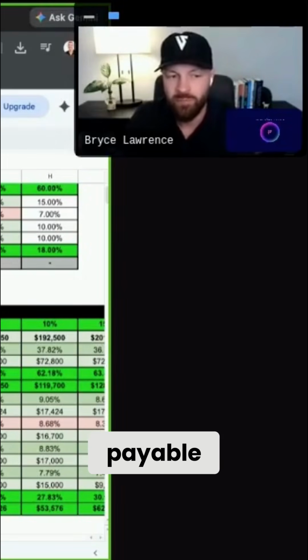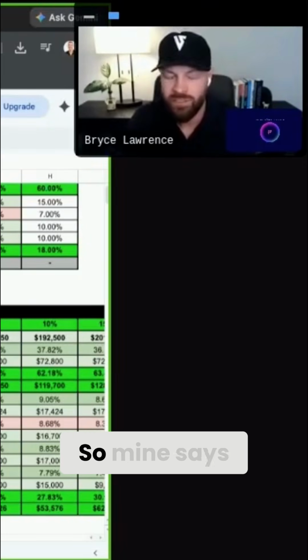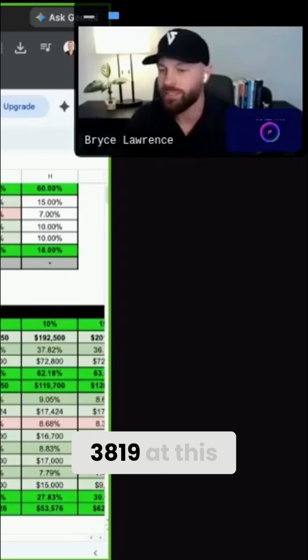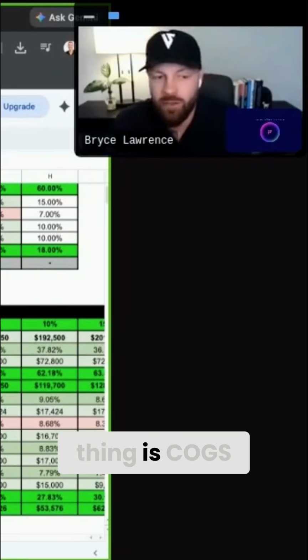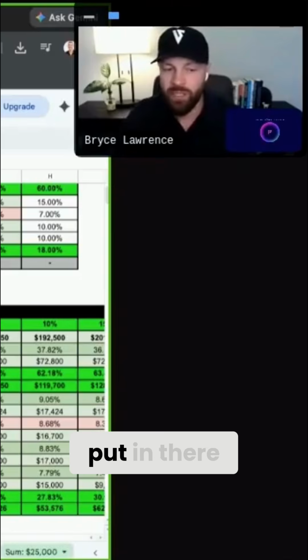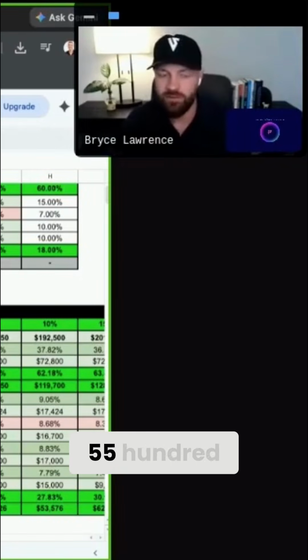I already touched on this in vendor credit accounts balance, right? So in accounts payable, but just another way to say it, I like listing mine out right here. So mine says Reese, and I owe them $38.19 at this point in time is how I would list that out. And then the last thing is credit cards. Those ones I would put in there, the total balance on that credit card. And let's say that credit card balance is $5,500.